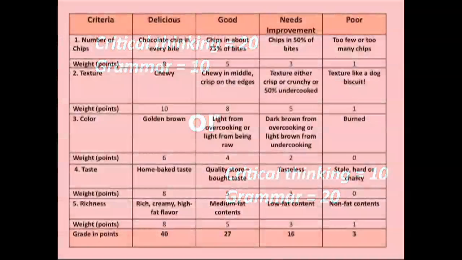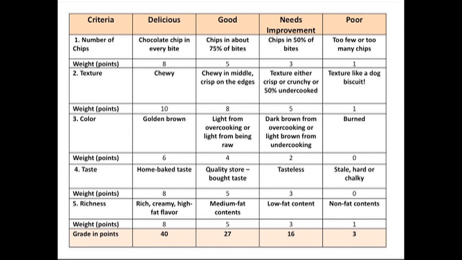Step 5. Distribute the points for each criterion of the cookie or essay or project or paper across the quality levels. This is what our rubric for grading a chocolate chip cookie ends up looking like. If the cookie was delicious in all 5 criteria, number of chips, texture, color, taste, and flavor, the cookie would receive a grade of 40 points. Fewer points are given for the cookie being good, needs improvement, and poor in any category.